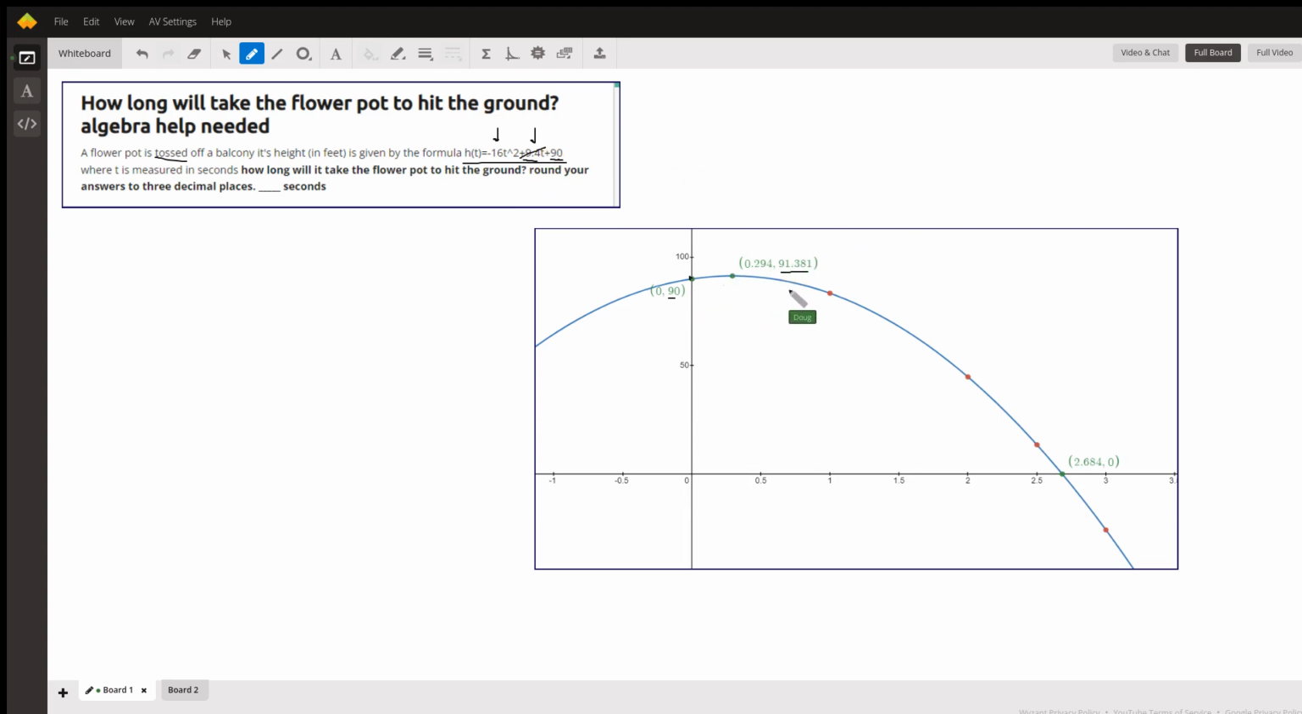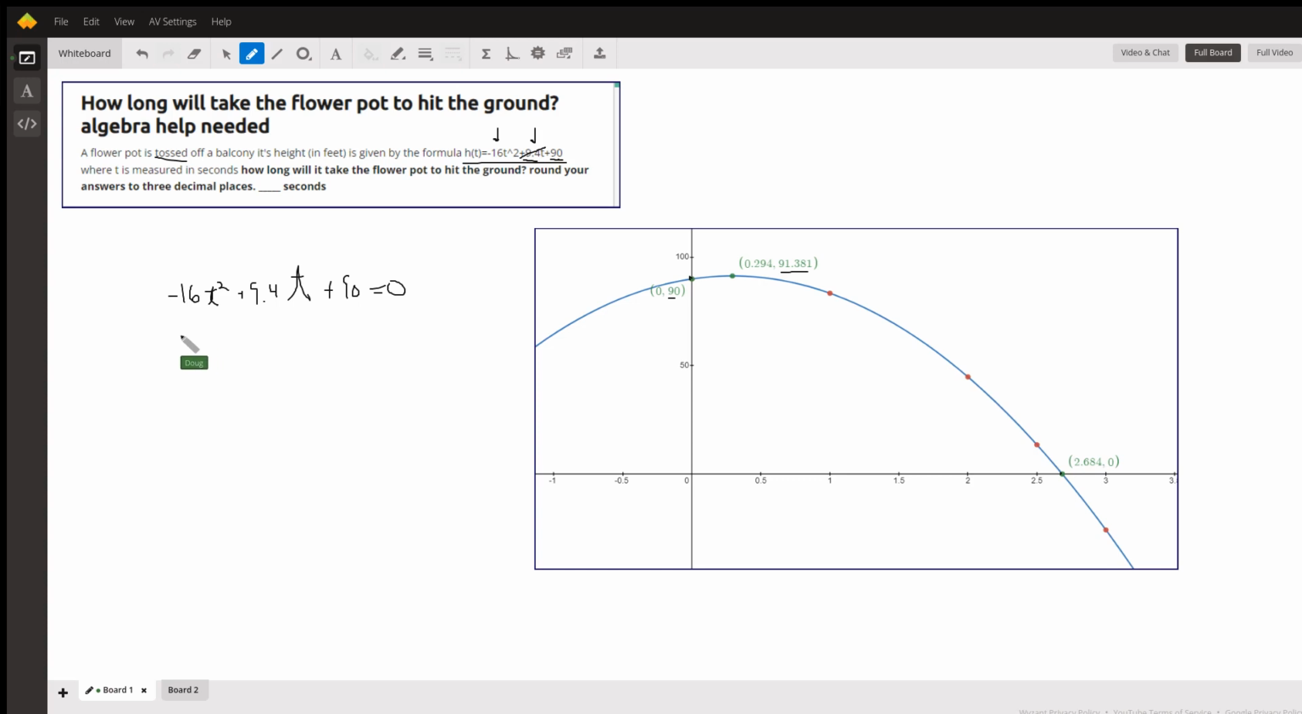And we want to know how long does it take this object to hit the ground, and that will happen when the height is 0. So we want to solve the equation -16t squared + 9.4t + 90. When does that equal 0? And for that, you probably have to use the quadratic formula.